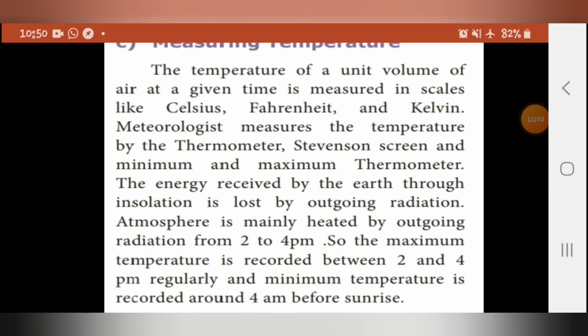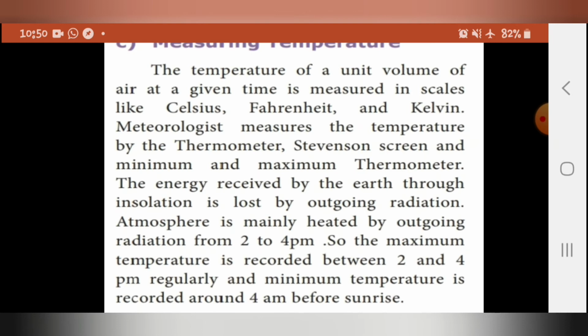The energy received by the earth through insolation is lost by outgoing radiation. What is insolation? We saw it is incoming solar radiation. The earth receives sunlight and heat from the sun, and that is called insolation. It is then lost due to the outgoing radiation from the earth.